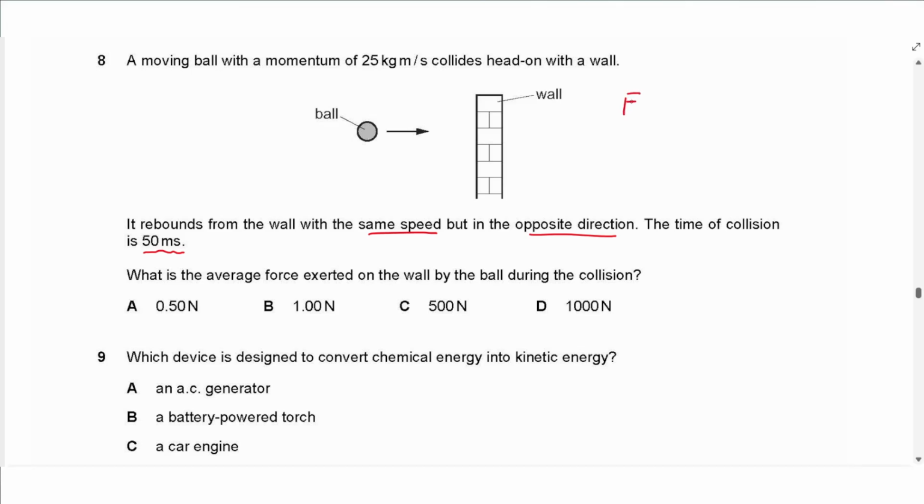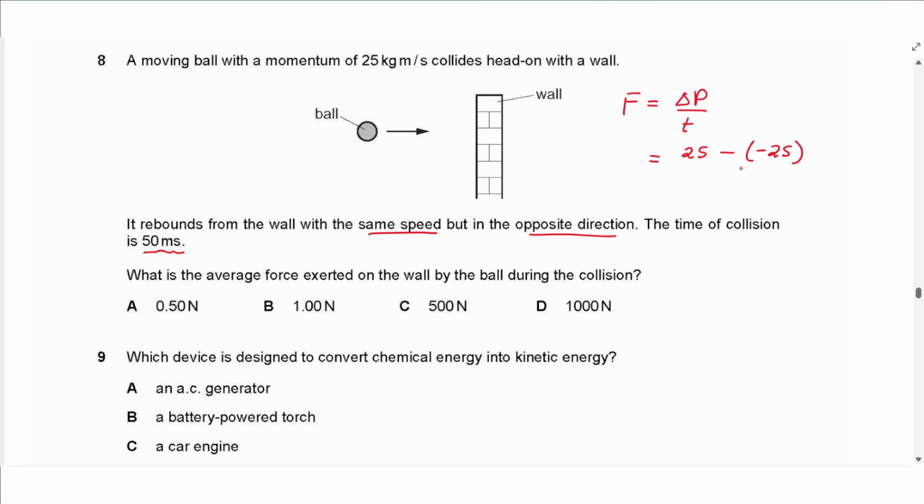So we can use force is equal to the change in momentum divided by time. And we have the final momentum 25. We have the same mass and same speed, so same momentum in magnitude. Minus the initial momentum, we will give it a negative sign since the final was given a positive sign.